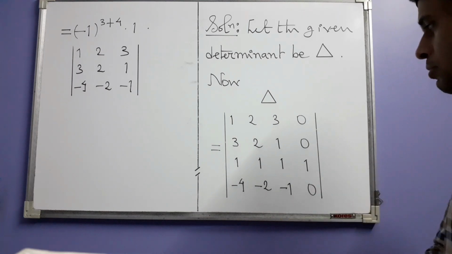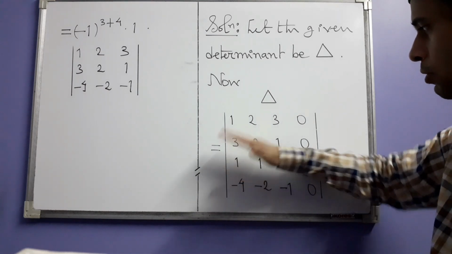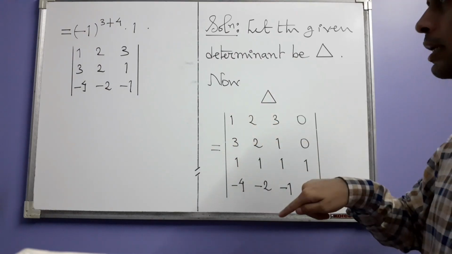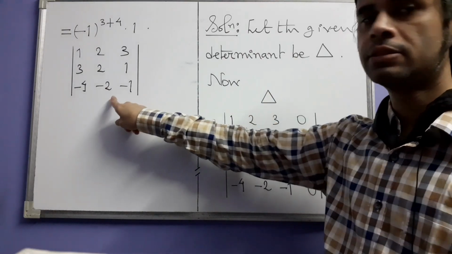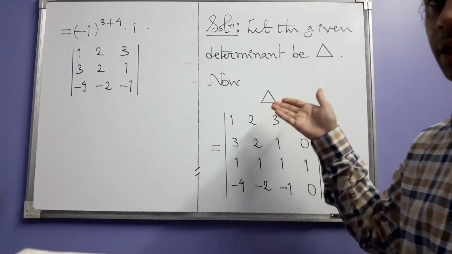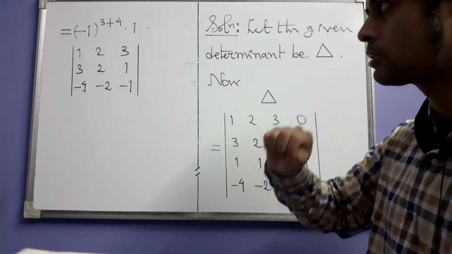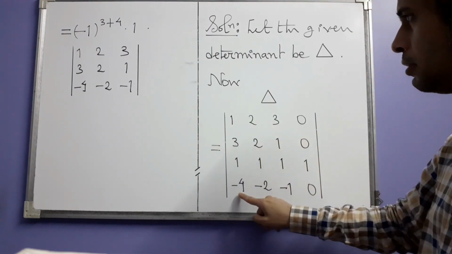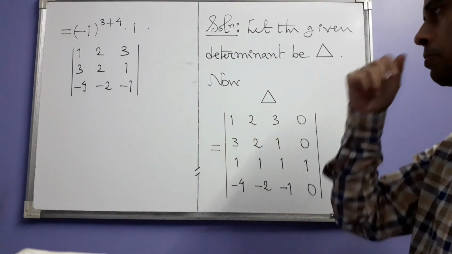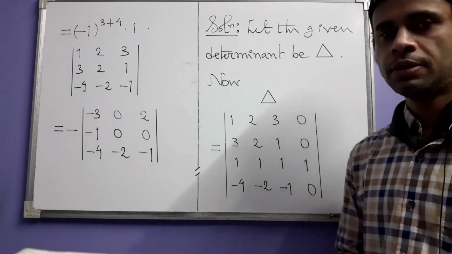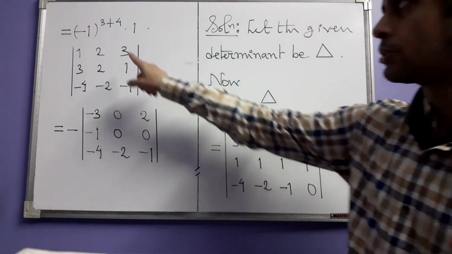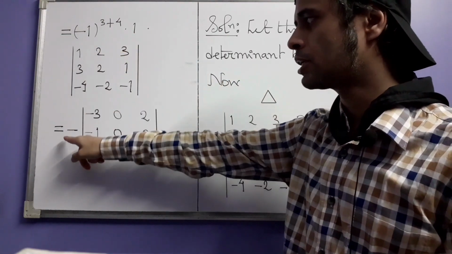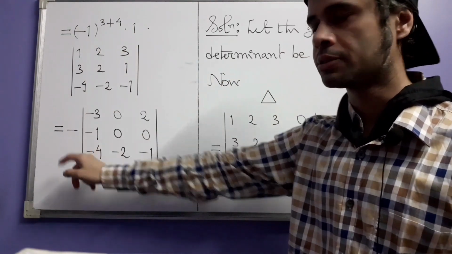And then we remove the row and the column which contains this entry, and the remaining entries give us a 3 by 3 determinant. The original one is a 4 by 4 determinant, this is a 3 by 3 determinant, and that is 1, 2, 3; 3, 2, 1; minus 4, minus 2, minus 1. In the next step, you can of course see that because this is 7 and 7 is odd, you have minus 1 outside. We have just written minus.